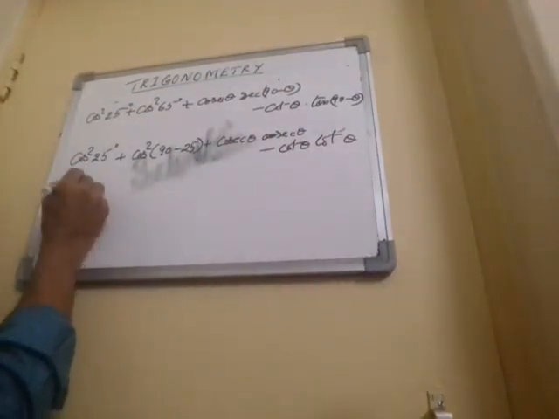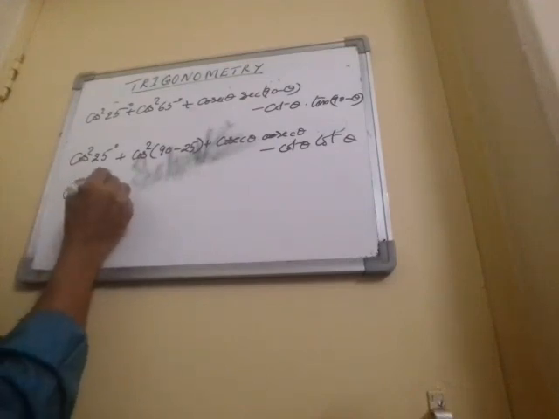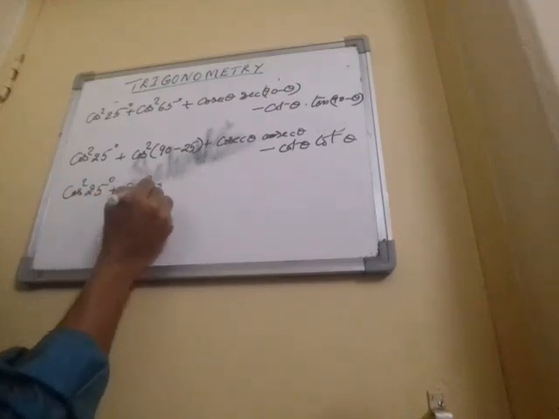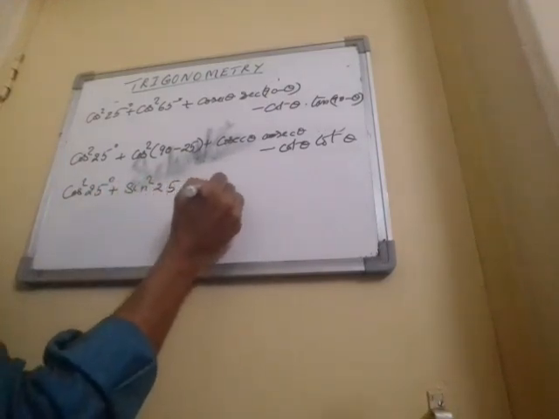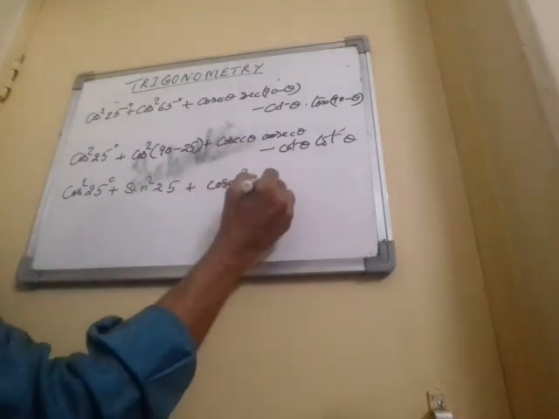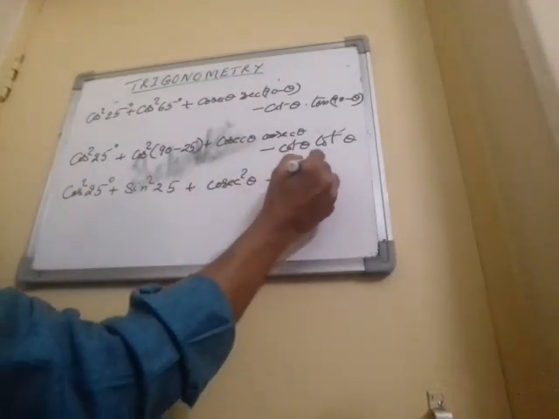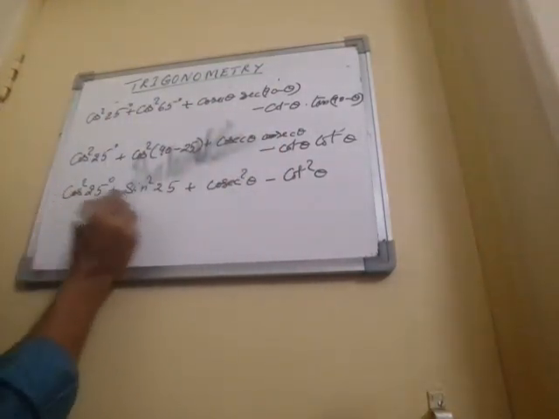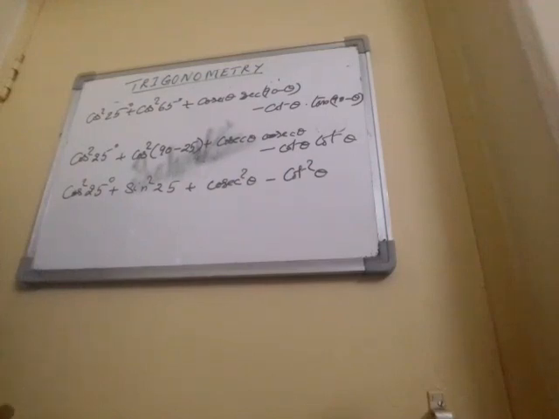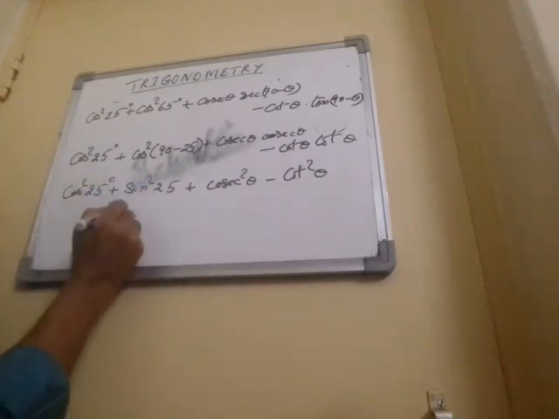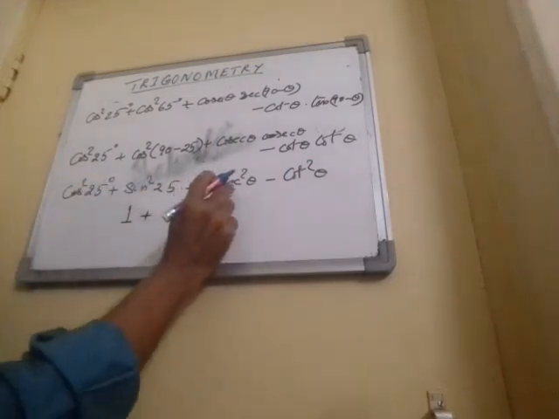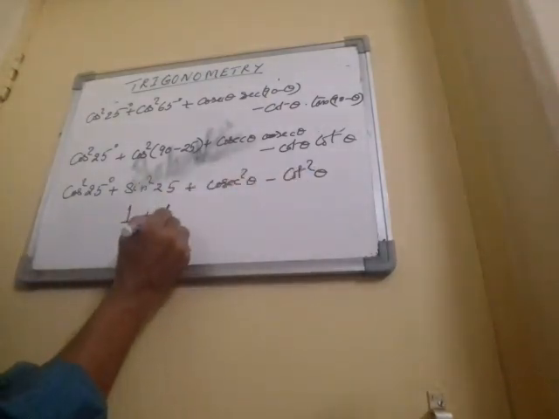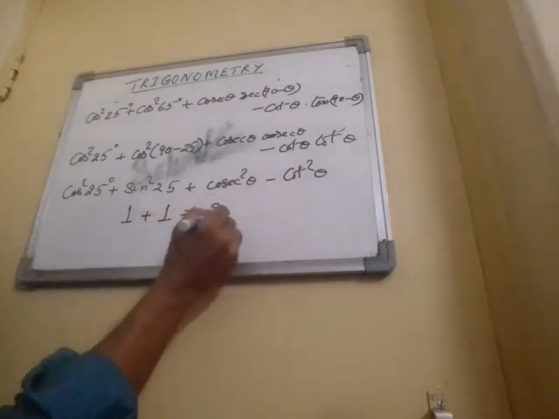So next step, cos square 25 plus cos of 90 minus theta is sin theta, so sin square 25, plus cosec square theta minus cot square theta. So cosec into cosec is cosec square theta. Now cos square 25 plus sin square 25, that is 1, plus cosec square theta minus cot square theta is also 1. So 1 plus 1, the answer is 2.